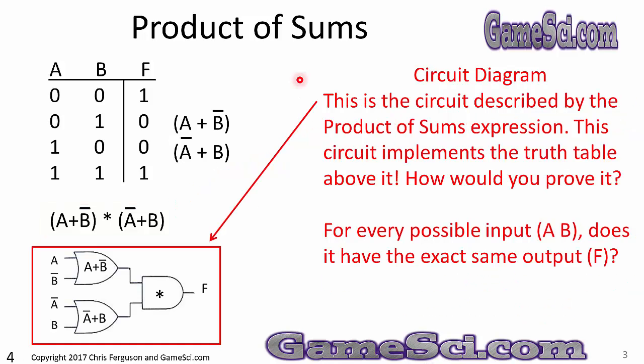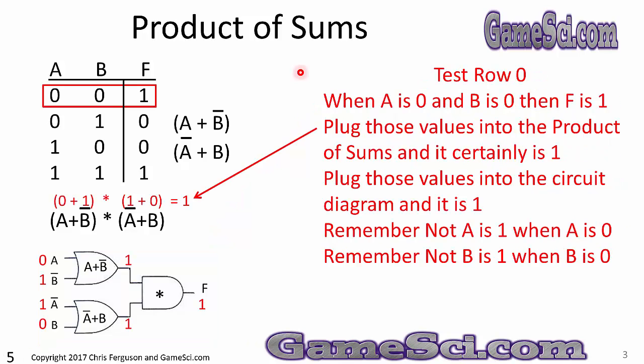Here's the circuit diagram. This circuit describes the product of sums expression. This circuit implements the truth table above it. How would you prove that? For every possible input, A, B, does it have the exact same output, F? We can test each row.